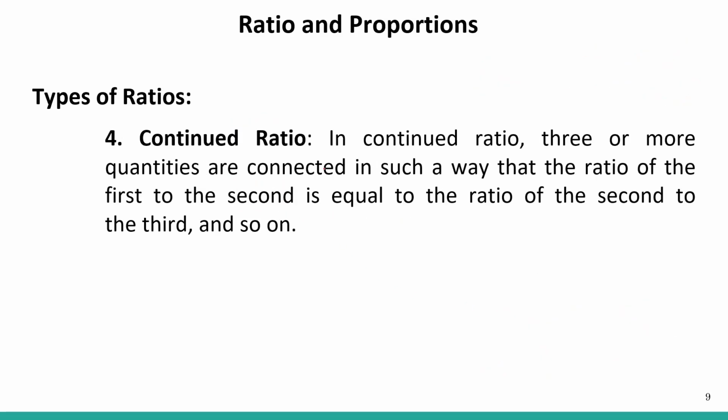Okay, so let's see continued ratio. In a continued ratio, 3 or more quantities are connected, in such a way that the ratio of the first to the second is equal to the ratio of the second to the third. So A is connected to B and B is connected to C, and what is written here is A is to B is equal to B is to C. So A by B is equal to B by C. If this happens, then we say that this is a continued ratio.